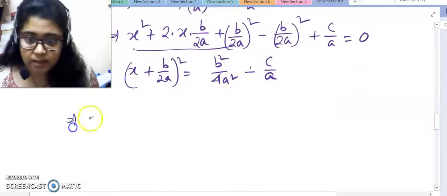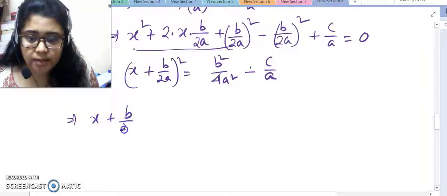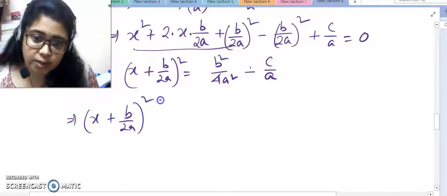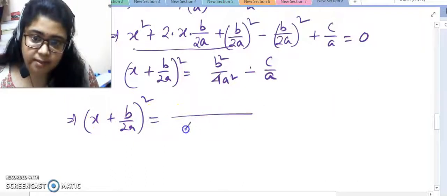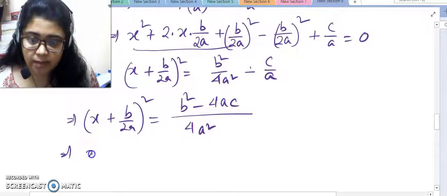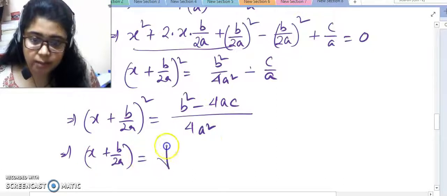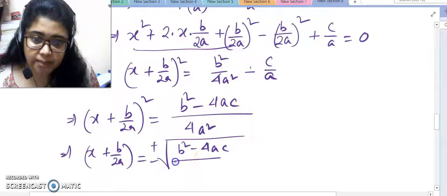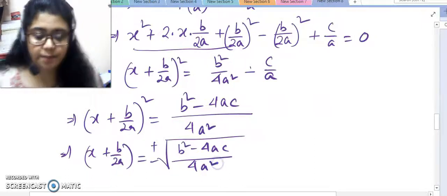Just calculate it. X plus, very easy. You just do it only twice. You will get 4a square. Just take LCM: b square, minus 4ac. Okay. So now x plus b by 2a, eliminating the square, what should be? Plus minus root of b square minus 4ac by 4a square.